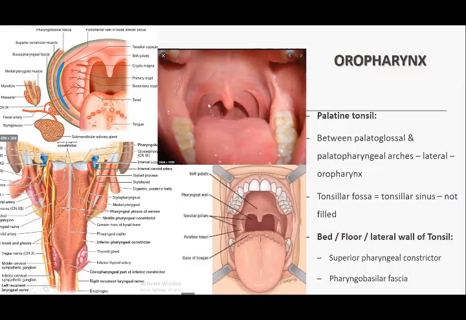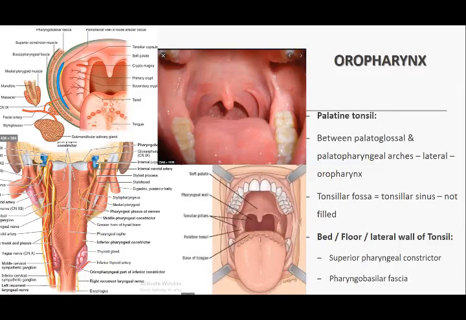This posterior fold extends from the palate to the pharynx posteriorly. The pharynx is lying posteriorly, so it is called the palatopharyngeal fold. The tongue is anterior, so that one is called the palatoglossal fold.